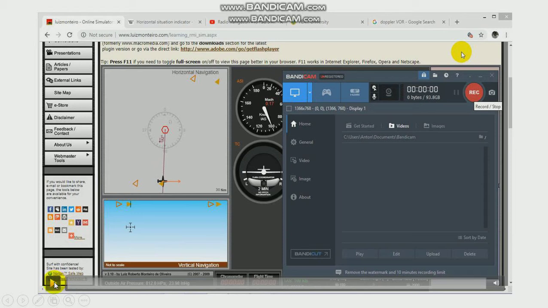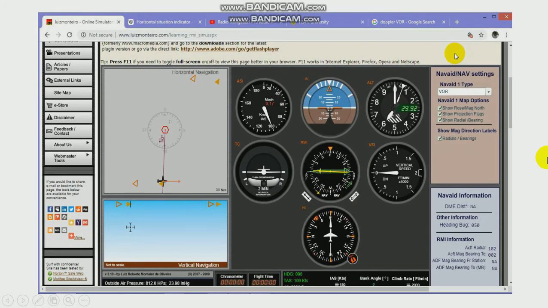Here's a video. This instrument is called the radio magnetic indicator. This instrument shows where the magnetic north is and the heading of your aircraft. This green arrow here points to the magnetic north, and this yellow line here points to the exact location of the VOR you are tuned in to.